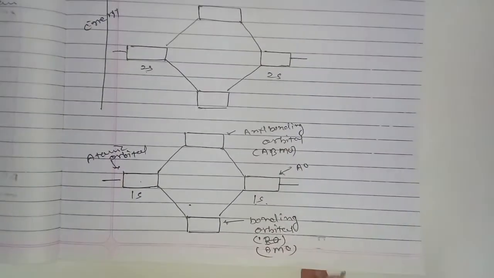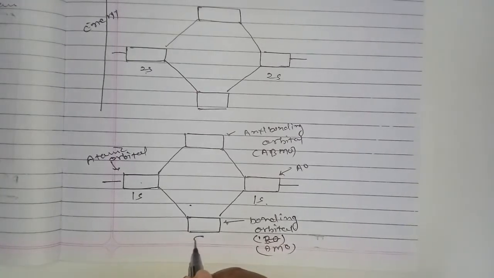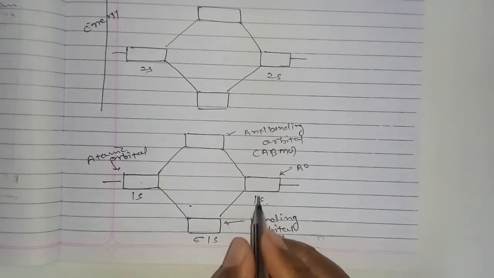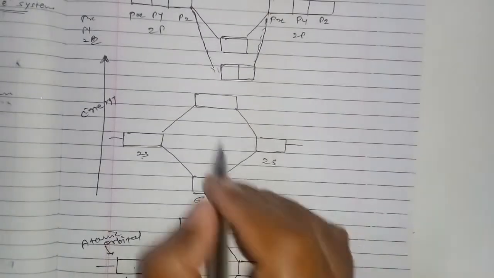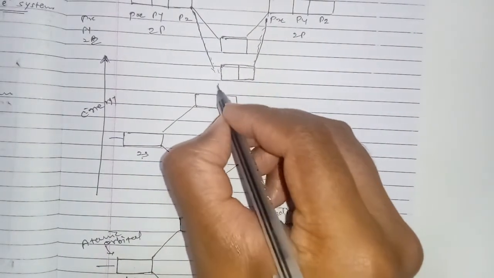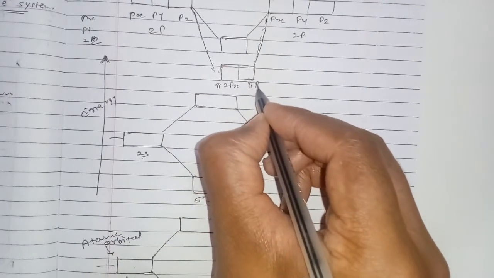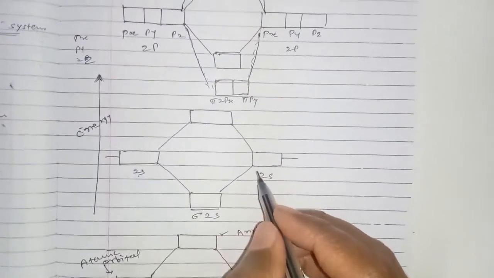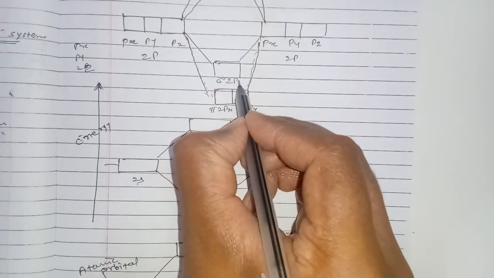Now the bonding molecular orbitals: for 1s it is sigma 1s. Here the sigma 2s, and here the pi 2px, and this is pi 2py, and this is sigma 2pz.